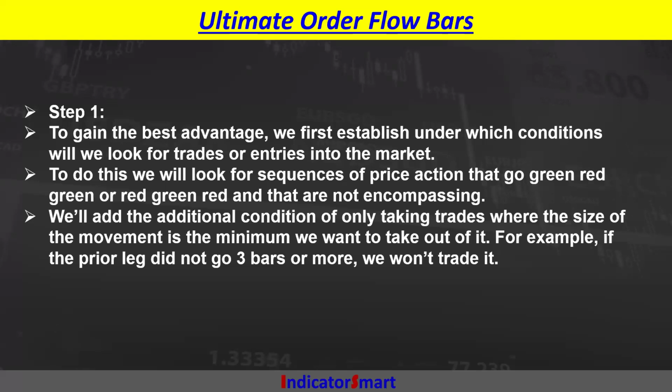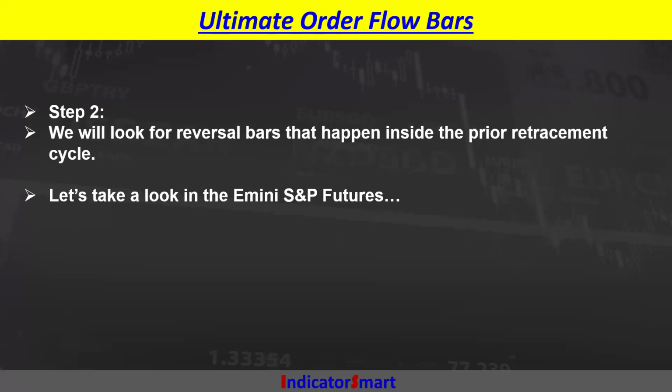We'll add the additional condition that we're only going to take trades where the size of the movement is the minimum that we want to take out of it. In this particular case, we're going to go 3 bars or more, or we're just not going to trade it. In other words, if it gets too consolidated, we just stay away from it. Step 2, we're going to look for reversal bars that happen inside the prior retracement cycle. You'll see that in a minute.